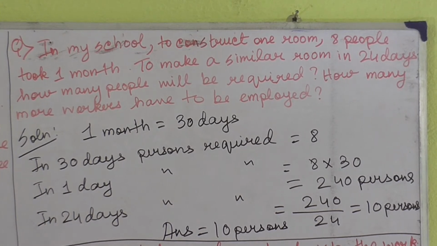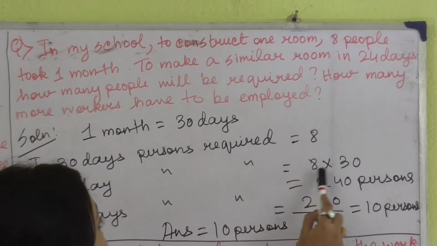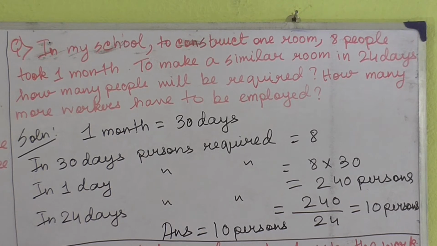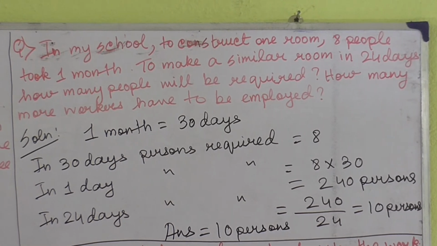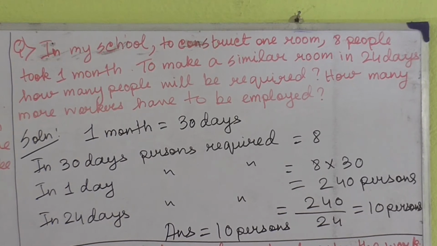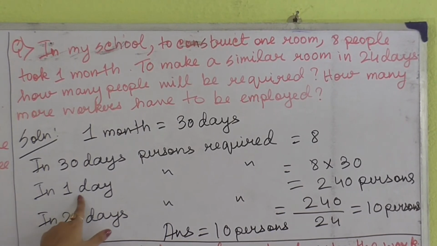So in 1 day, how many persons are required? How will you get this? 30 into 8, 8 into 30, it is coming as 240. So in order to complete the work in 1 day, obviously more persons are required. So 240 persons are required in order to complete the work in 1 day.